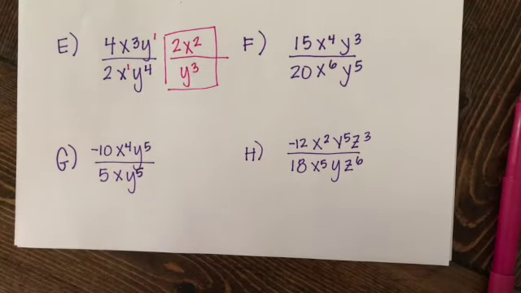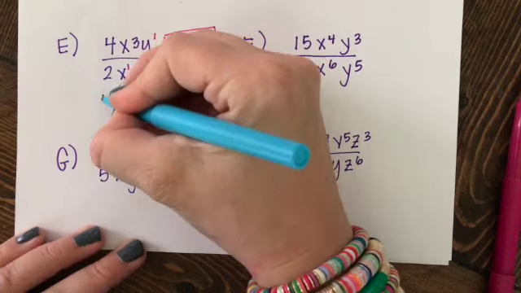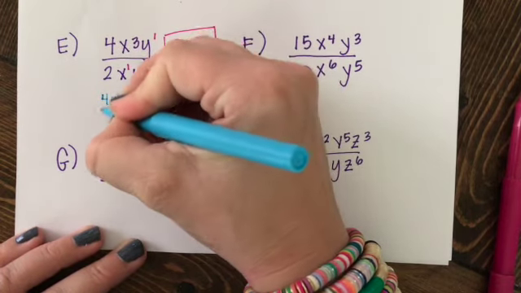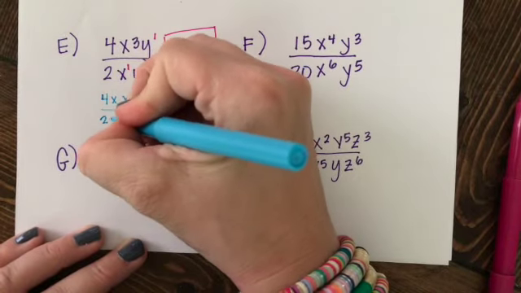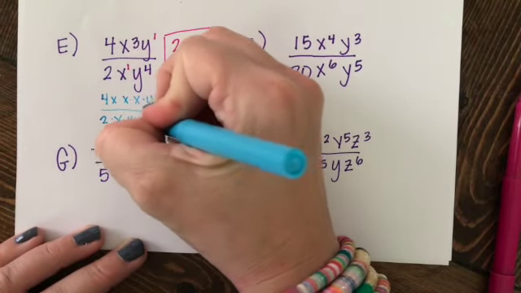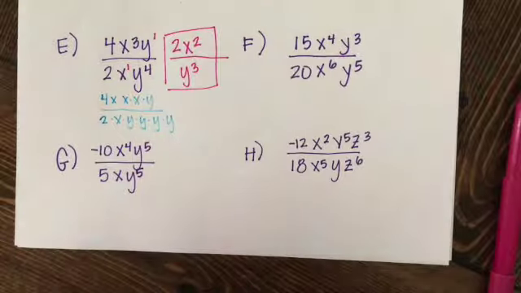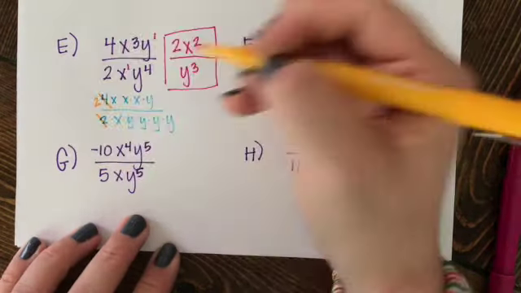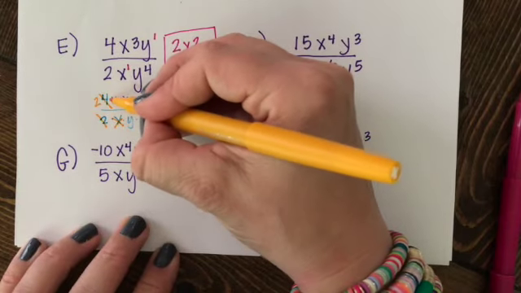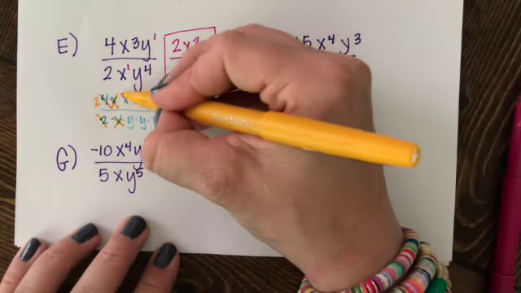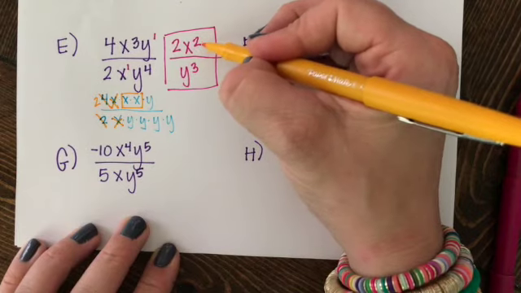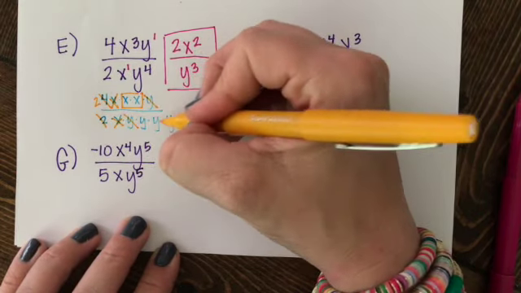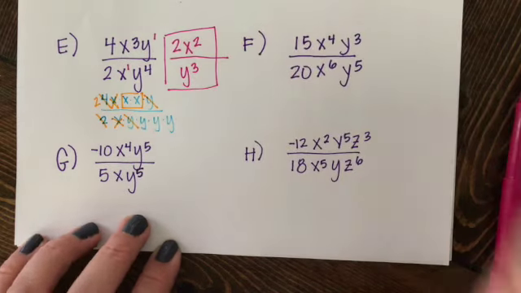Okay, let me see if I can write it. So this would be like saying 4x, x, x, y, over 2, x, y, y, y, y. When I start canceling things out, I know that 4 and 2 are both divisible by 2. And then I can get rid of this x in the bottom and this x on top. So that leaves 2 x's on the top. That's this x squared. And then I can cancel out 1 y here and 1 y here, and that leaves y, y, y, y to the third on the bottom.